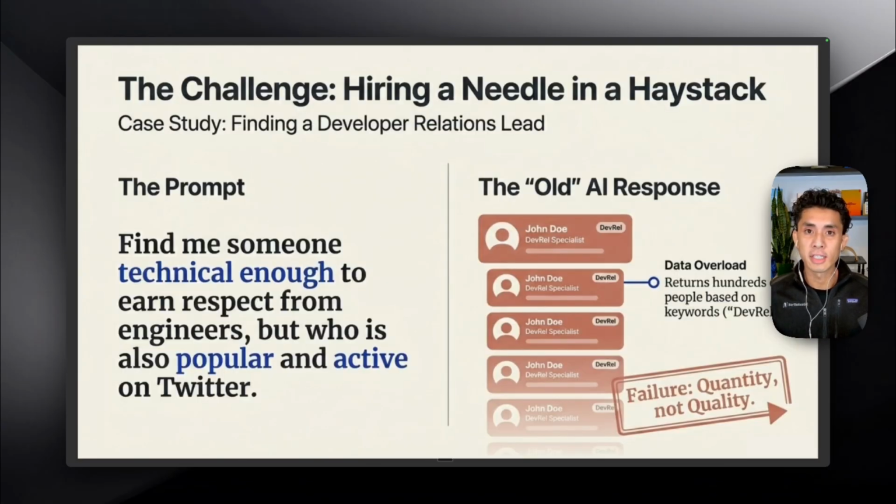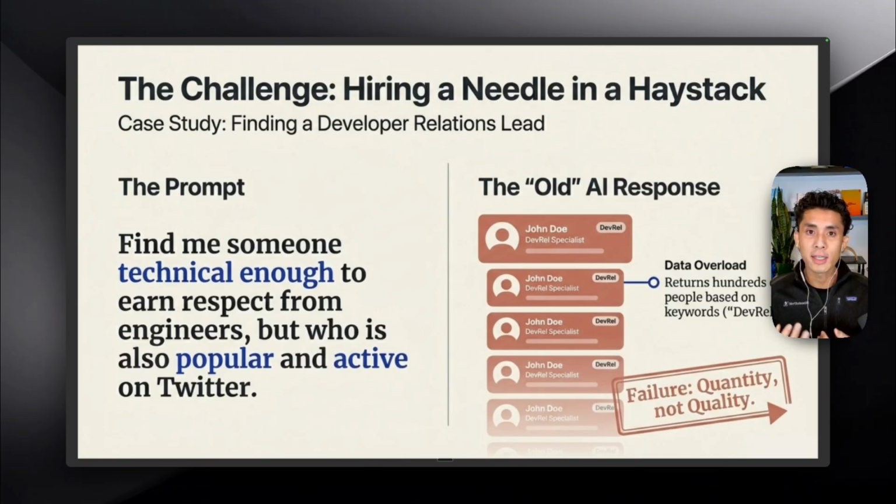If we think about the practical example from the demonstration that we watched at the beginning of the video and start to dive into the details, this is what we can learn. For the generative AI approach, or the Gen AI, you ask it a prompt. So find me someone technical enough to earn respect from engineers. And the old AI response would be for it to return you a bunch of candidates. And ultimately, you just have this huge data overload because it returns hundreds of people based on just the keywords that it used to search up people on LinkedIn. That is not an effective approach if you think about it.